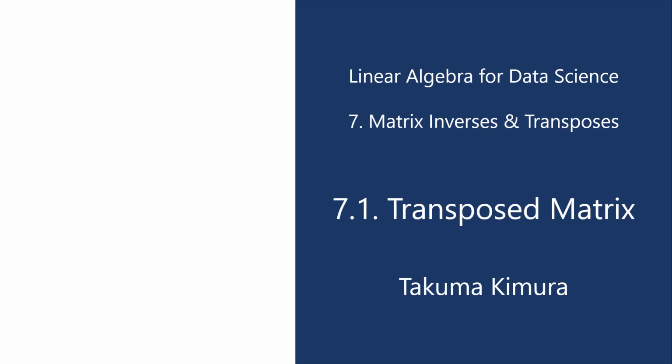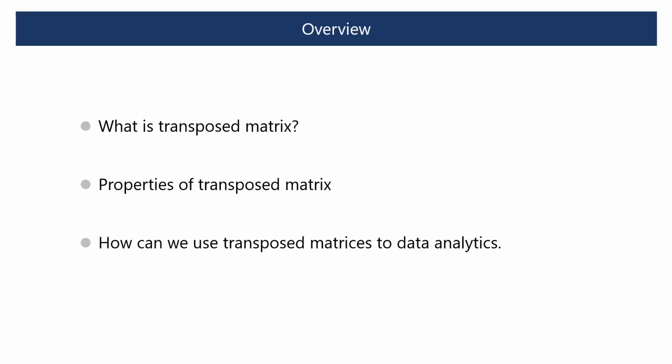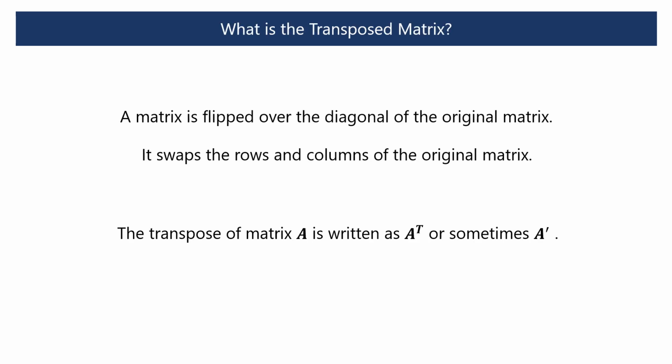Section 1. Transpose matrix. In this section, you will learn what a transpose matrix is and the properties of transpose matrices. The transpose matrix is a matrix in which the original matrix is flipped over its diagonal. In other words, we can create a transpose matrix by swapping the rows and columns of the matrix. This operation is denoted by a superscript T. The transpose of matrix A is written as A superscript T, or sometimes A prime.